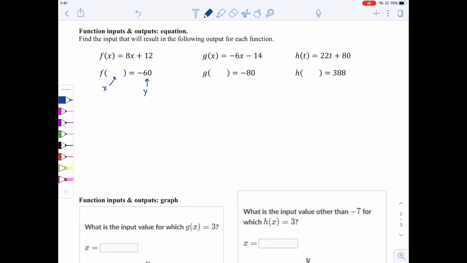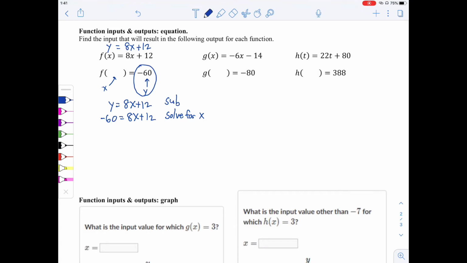Remember our f of x, we treat it just like a y. So this is like y equals 8x plus 12. And that's the equation that we're going to use. So y equals 8x plus 12. And we're given right here that y is equal to -60. Our answer is equal to -60. So -60 equals 8x plus 12. So we substitute -60 in for y. Then all we need to do is solve for x, right? So solve for x right here.